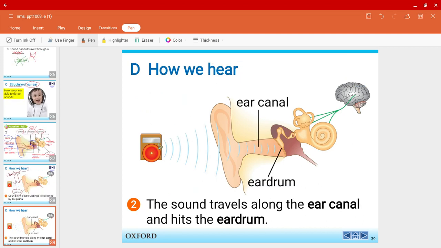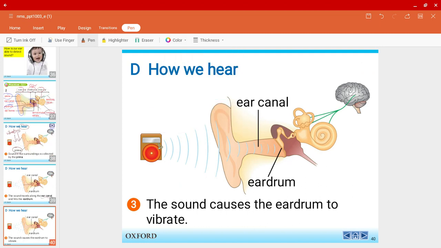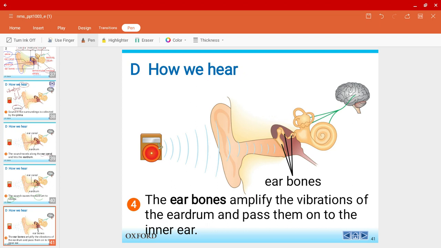Afterwards, the sound travels along the ear canal and hits the eardrum over here. The sound causes the eardrum to vibrate. The ear bones will amplify the vibrations. Amplify means you can say they would magnify, just make it larger, or make the vibrations louder. So that's the meaning of amplify. The ear bones will amplify the vibrations of the eardrum and pass them on to the inner part of the ear.